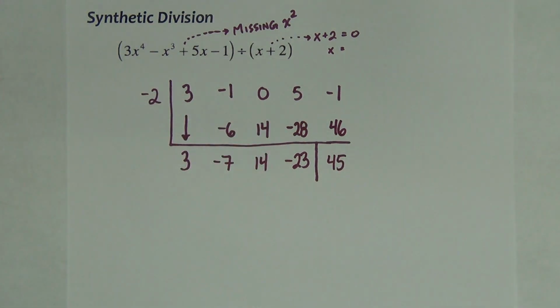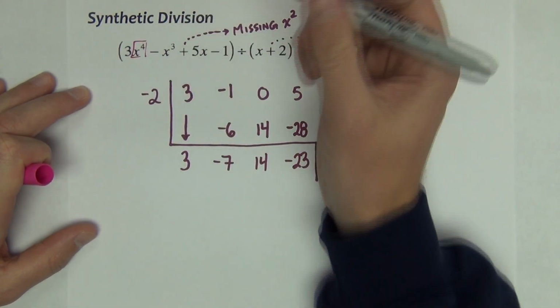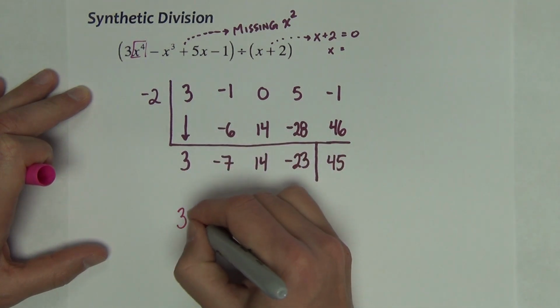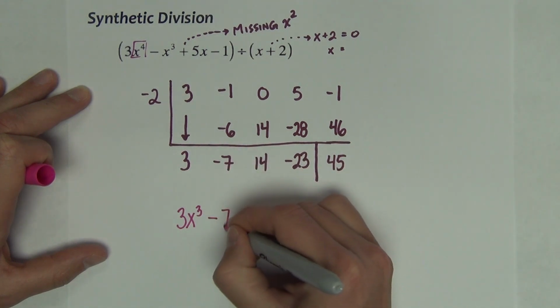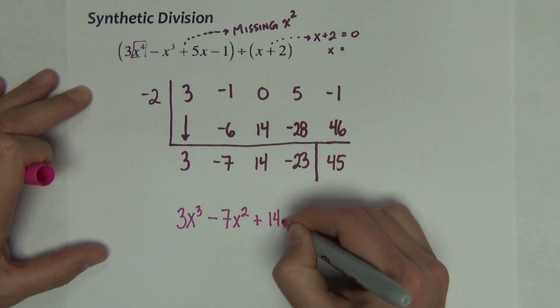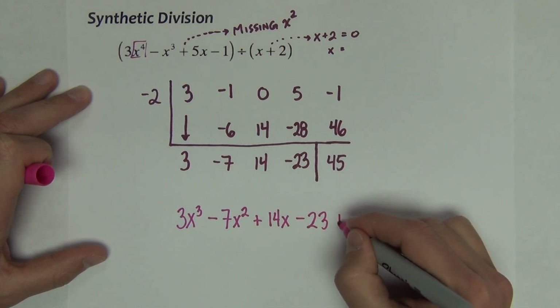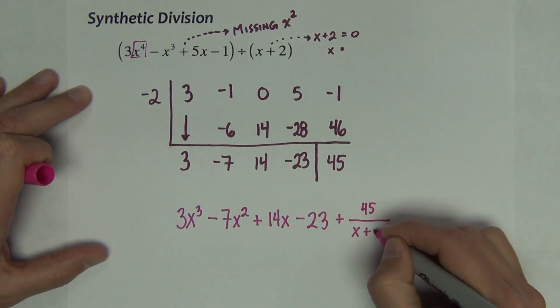And the final thing to do is to rewrite my solution now with all of the x's placed back in. So I started with x to the fourth, so this needs to be decreased by 1 power of x. So this 3 represents 3x cubed. And now we just go in order. Next is a negative 7, so minus 7x squared. And then a positive, so plus 14x and a negative 23. The remainder is positive, so plus 45 over my divisor, x plus 2.